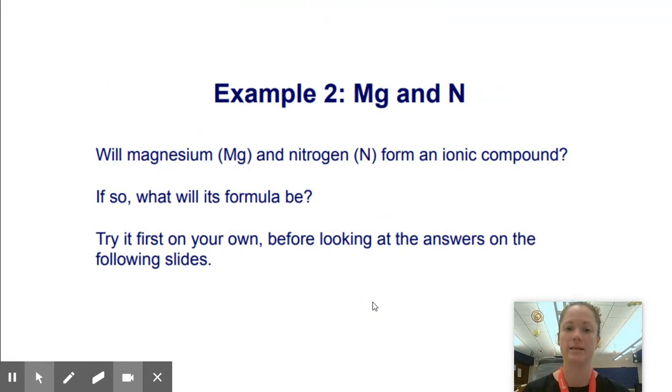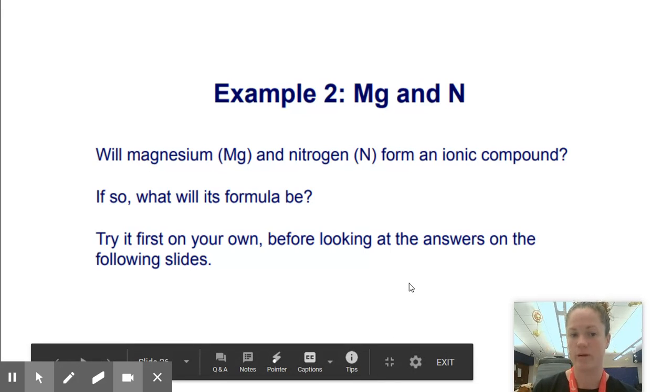Okay, so another one, magnesium and nitrogen. Mg is in the second column, so it has 2 valence electrons. Nitrogen is in the 15th column, so it has 5. So we have 5 and we have 2. We want to think, is that going to work? Or how would it be able to work?